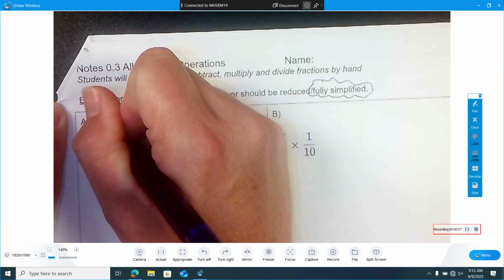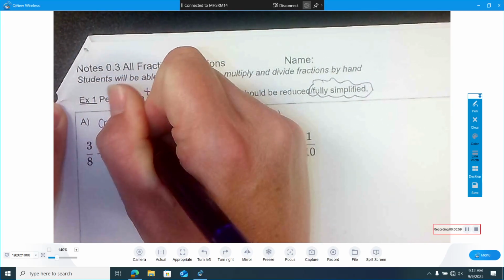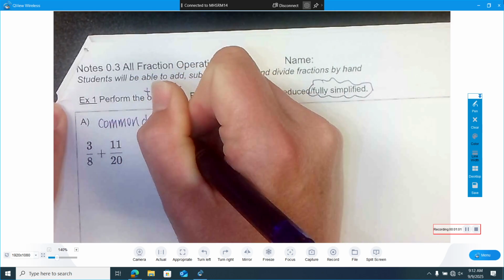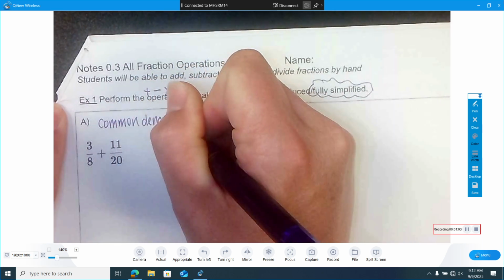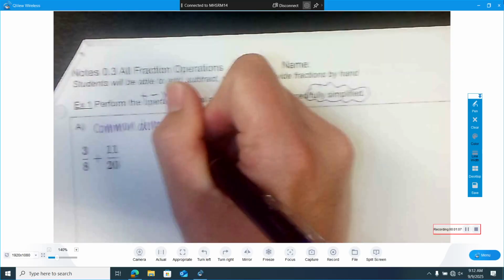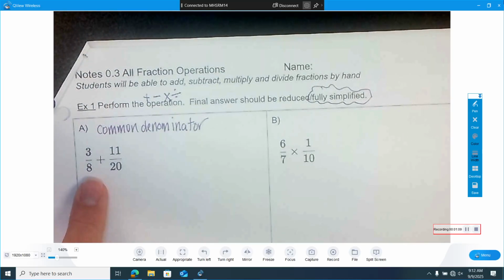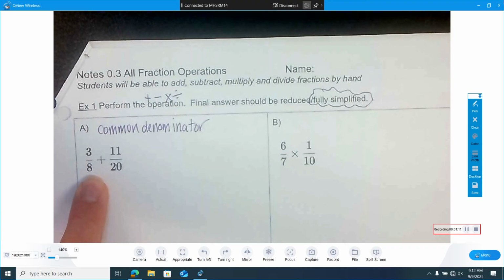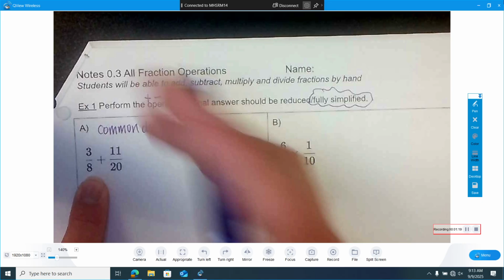Common denominator, yeah, the least common multiple. Common denominator, D-E-N-O-M-I-N-A-T-O-R, denominator, common denominator. What is the least common multiple of 8 and 20? 40, very good. 40 they have in common, and that's lowest.